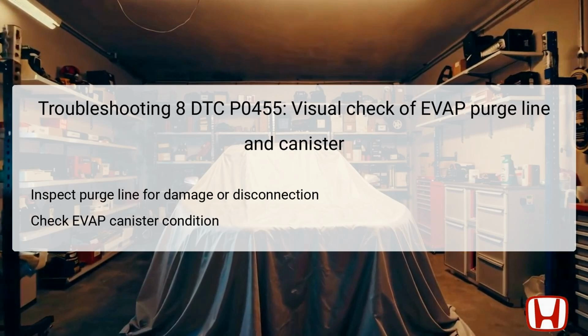The EVAP canister itself should also be examined for cracks, damage, or signs of contamination. Damage in these components can compromise the system's ability to contain vapors, leading to a large leak code. Replacing damaged lines or the canister, followed by functional verification, ensures the system's integrity, capable of preventing emission leaks.